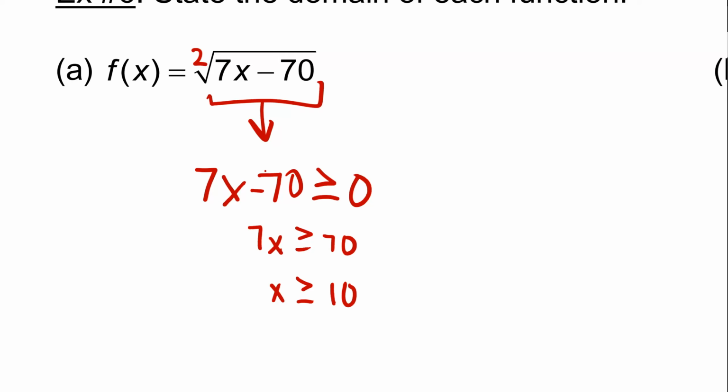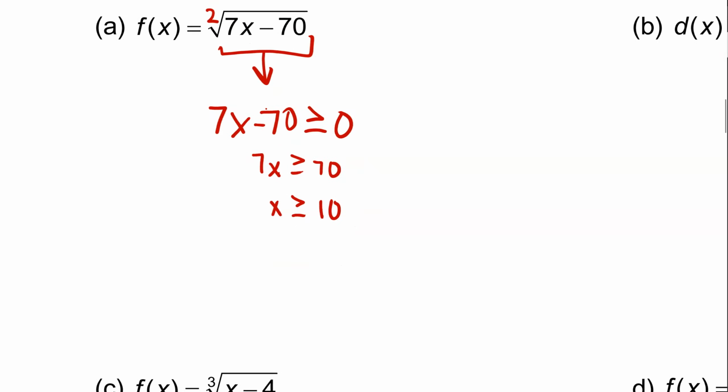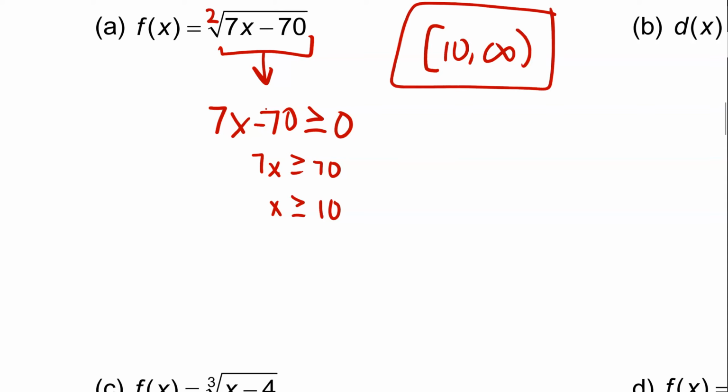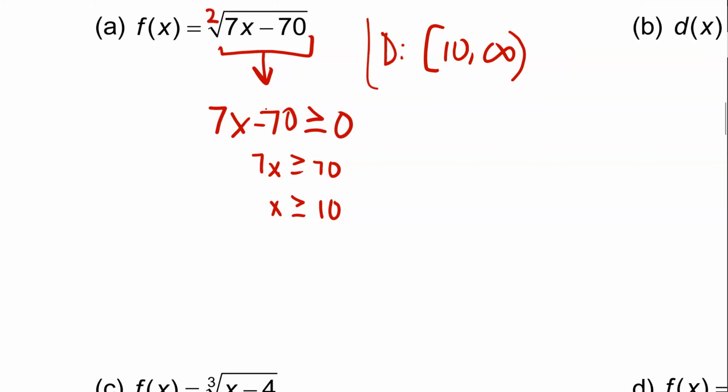We know how to write this in interval notation. So x can equal 10, but then it has to be greater than. So I start at 10 and I go to infinity. So the domain would be 10 to infinity, using a square bracket with 10 and a parenthesis with infinity. That's it. This is the domain. Perfect.